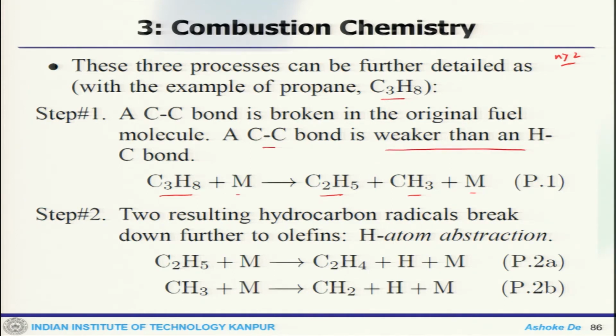Second step: the two resulting hydrocarbon radicals break down further to olefin by H atom abstraction. So, this is called atom abstraction. Here, C2H5 reacts with M to form C2H4, H and M, and CH3 will also react with M. These are the two important steps that take place at step number 2, which is obtained from the breaking of the fuel bond.